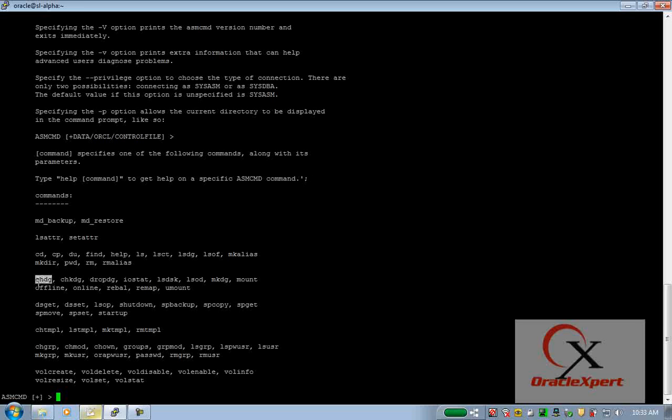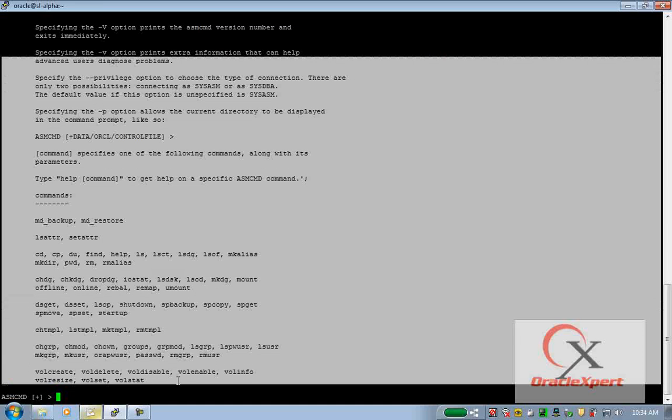You can also use commands related to disk groups such as chdg to change disk group configuration, chkdg to check the consistency of a disk group the way you do fsck, the file system consistency check, dropdg, and you can also list the disk groups' I/O statistics. You can list the physical disks with lsdsk, lsod, mkdg, mount, offline. So these are the commands which are supported. Anything other than this is not supported on the ASM command line.